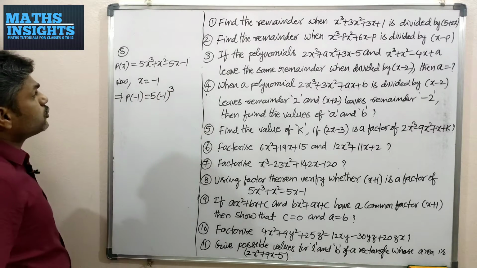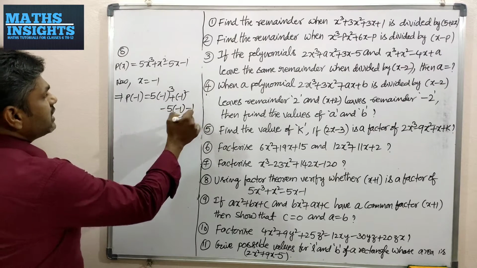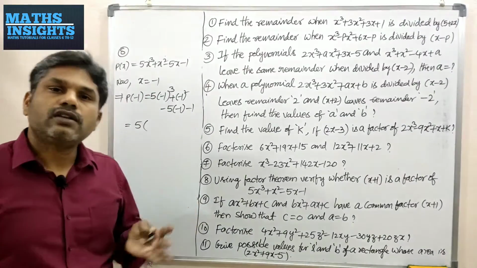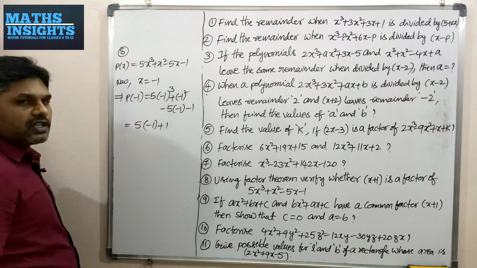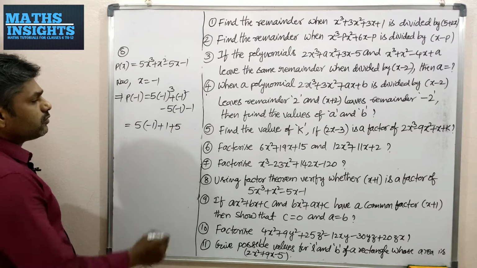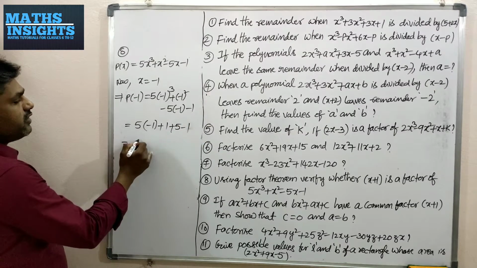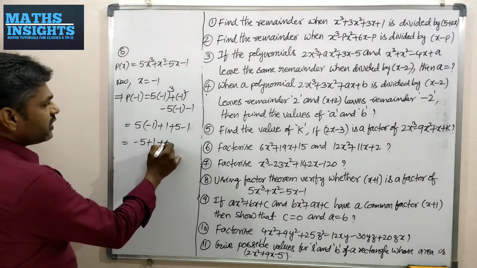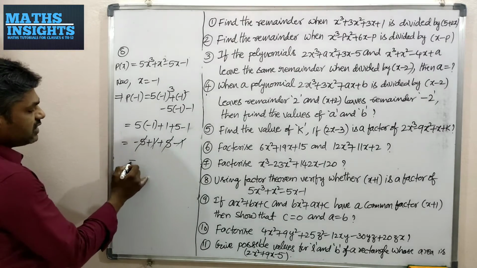5 into minus 1 whole cube plus minus 1 whole square minus 5 into minus 1 minus 1. That is equals to 5 into minus 1 whole cube. Again that will become minus 1 plus minus 1 whole square will become plus 1, and here minus into minus will become plus. 5 into 1, 5, minus 5. Sorry, finally minus 1. That is equals to 5 into minus 1 minus 5 plus 1 plus 5 minus 1. See, minus 5 plus 5 cancel, plus 1 minus 1 cancel, that is equals to 0.